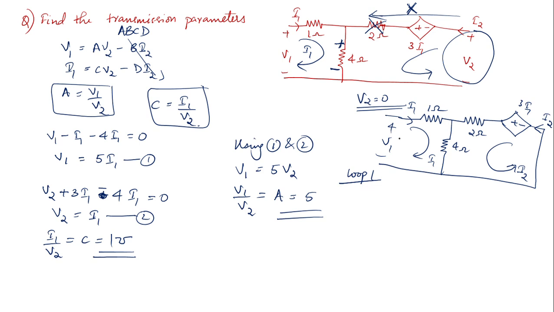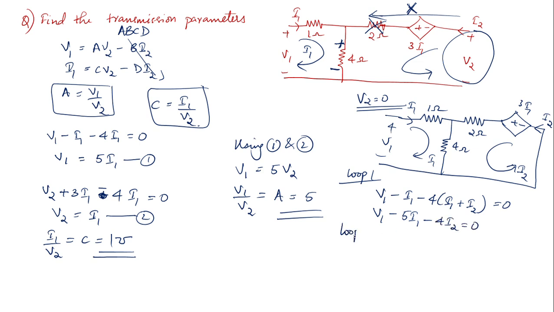If you are applying the loop equation for loop 1, you will get V1 minus I1 minus 4 into, what is the current over here? It is I1 plus I2. Both the currents are flowing through the same direction in the 4. So it will be 4 into I1 plus I2 is equal to 0. So you can just rearrange it. You will get V1 minus 5I1 minus 4I2 equal to 0.